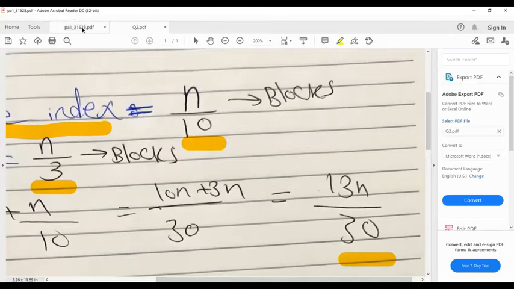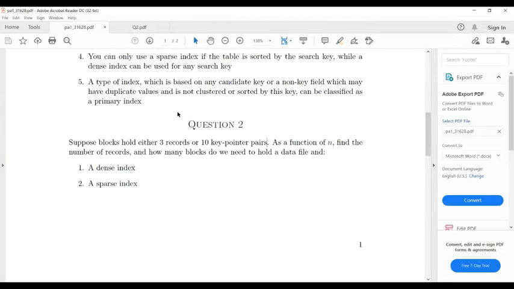Okay, now going to the second part, the sparse index. How many blocks do we need to hold the data file? It is the same in the first part and in the second part. It will be n over 3. However, the sparse index is unlike the dense index. In case of the dense index, I said that I need to include all the data entries in my dense index. However, it is unlike that in case of the sparse index.